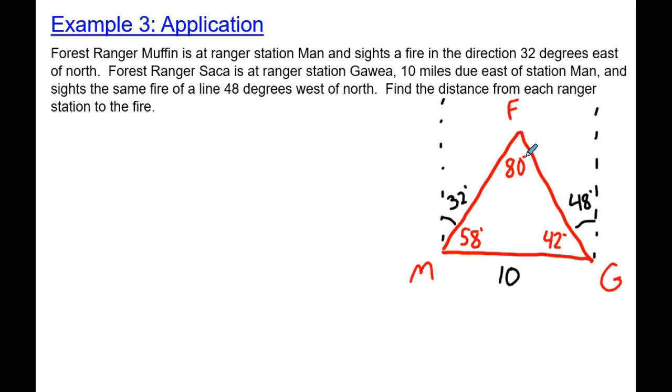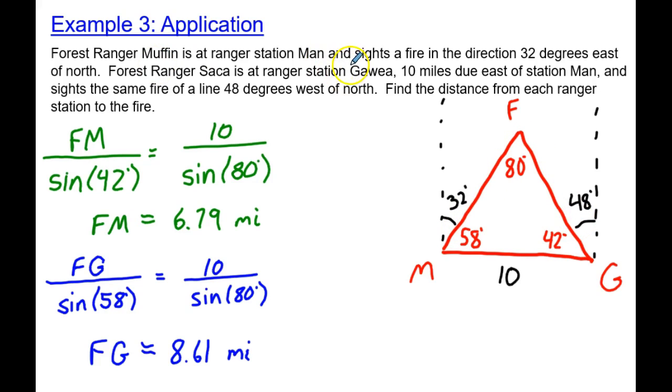Now we can set up two different equations using the law of sines in order to find these two distances from the stations to the fire. So to find the distance from Station Man to the fire, we could set up Fm over the sine of 42 degrees equal to 10 divided by the sine of 80 degrees, and we get Fm is approximately 6.79 miles. So the distance from Station Man to the fire would be almost 7 miles.